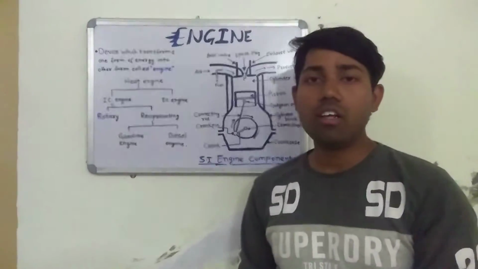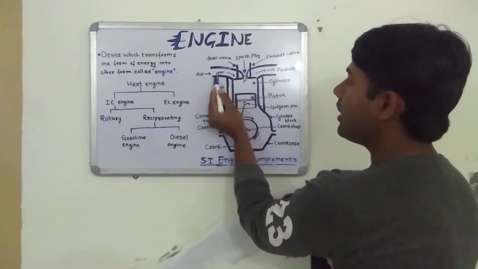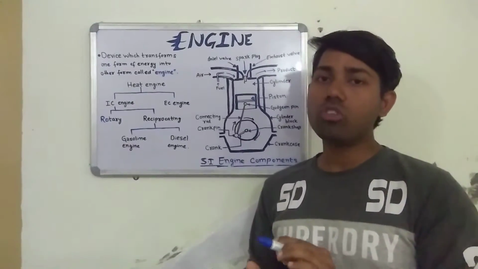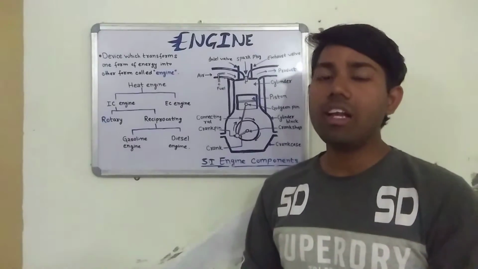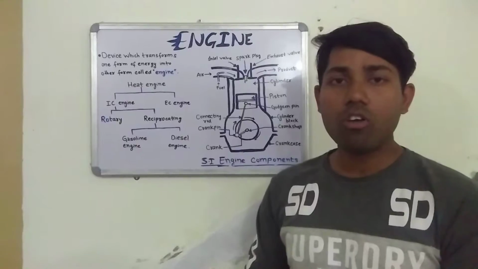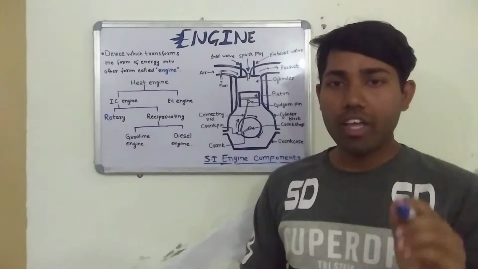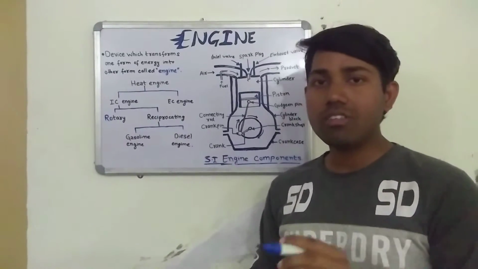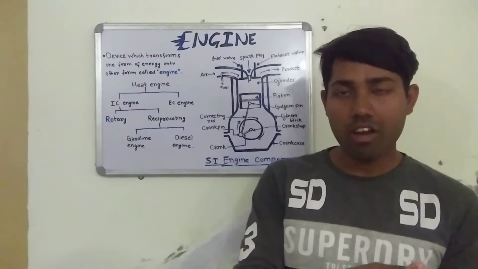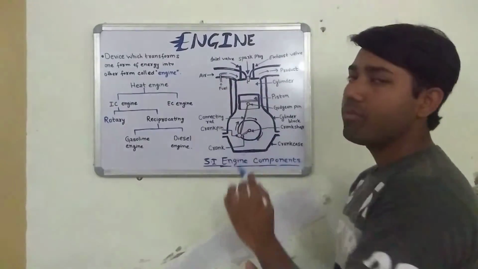Now comes the inlet manifold. Inlet manifold is a pipe that is used to connect the inlet system to the inlet valve. Why are we using it? For example, air or air-fuel mixture comes inside the combustion chamber. The path by which the air or air-fuel mixture comes inside is only by means of the inlet manifold.